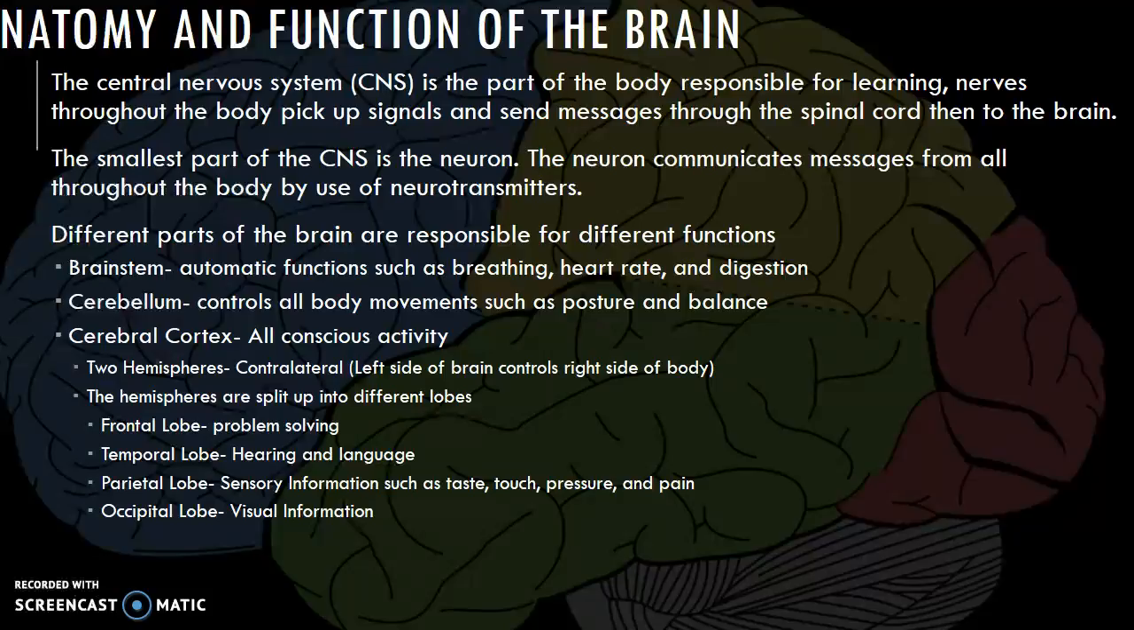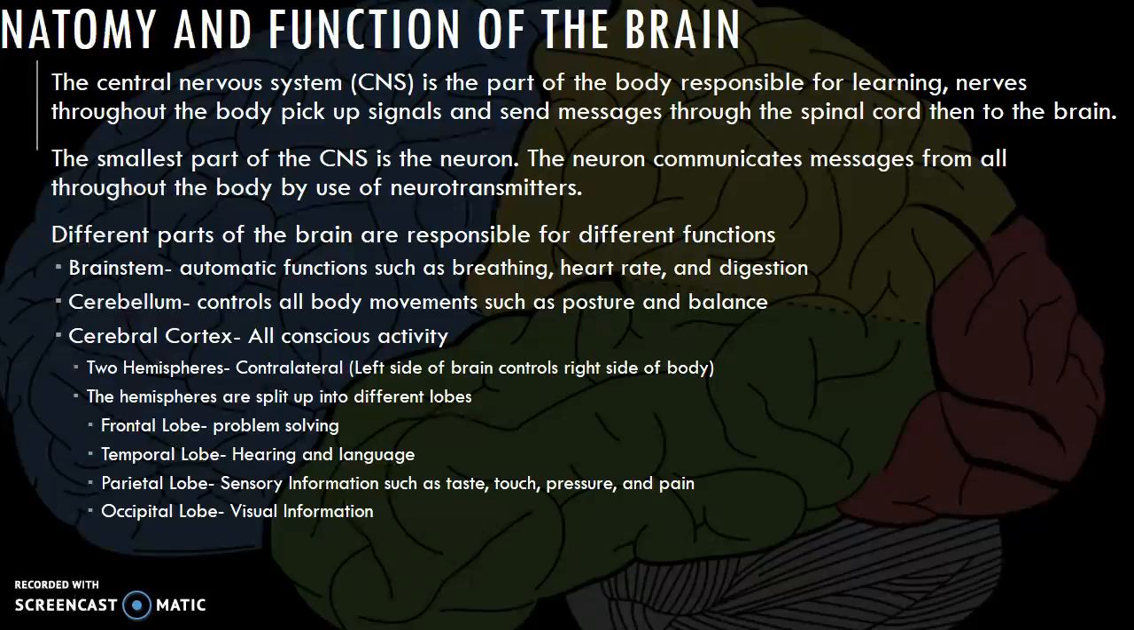Different parts of the brain are responsible for different functions. The brainstem controls all automatic functions such as breathing, heart rate, and digestion. The cerebellum controls all body movements such as posture and balance. The cerebral cortex controls all conscious activity, and it's made up of 2 hemispheres, so it's actually contralateral. The left side of the brain controls the right side of the body and vice versa.